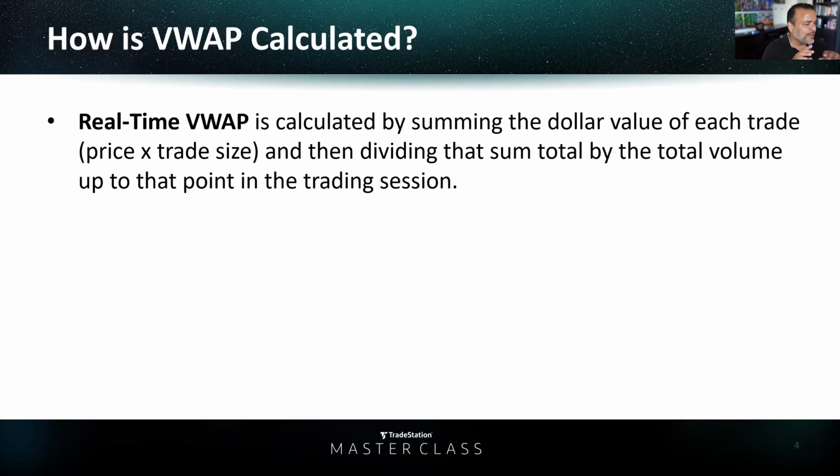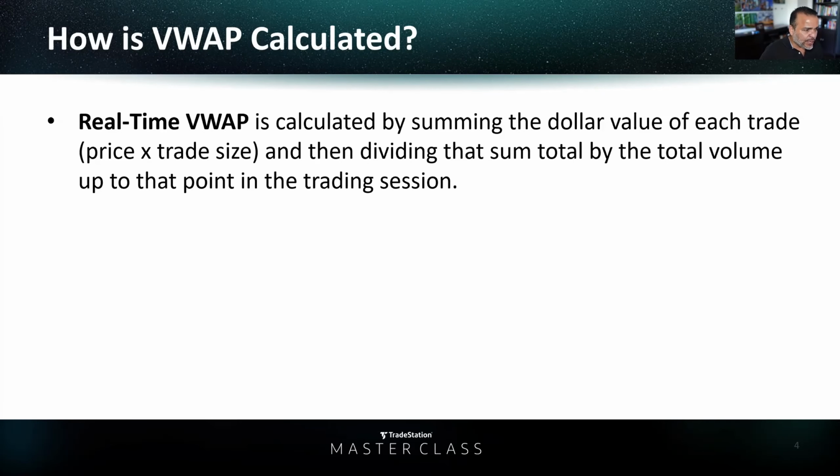So this is just some additional information before I go into the example. The VWAP is calculated by summing, as we talked about with the summation, the dollar value of each trade. So price times trade size, and then dividing that sum total by the total volume up to that point in the trading session. Historical VWAP, which we'll get to in a little moment, is a little different. But let's first of all understand how real-time VWAP is calculated.